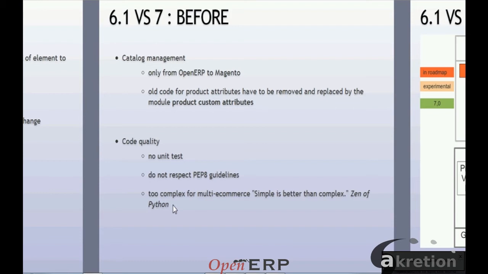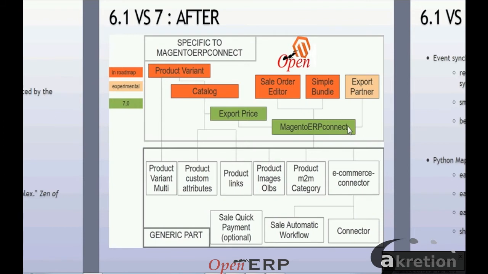So this is the new architecture for the 7th version. Basically, we decided to split the Magento ERP Connect module in order to give the possibility to have two ways to make it work. You can manage the catalog in OpenERP and then push the products to Magento. Or if you want a really simple way to synchronize, you can manage your catalog in Magento and then import it in OpenERP. I'm going to show you this afterwards.